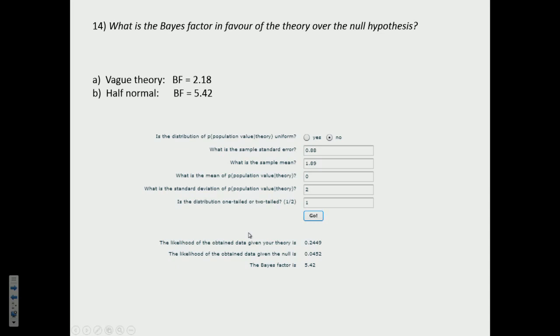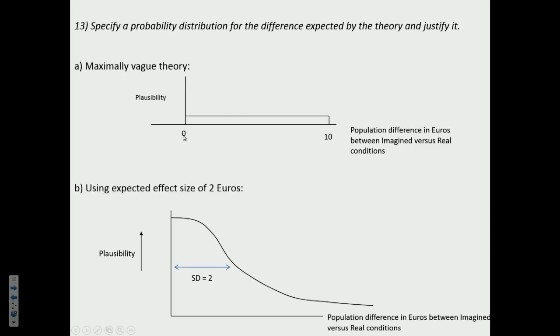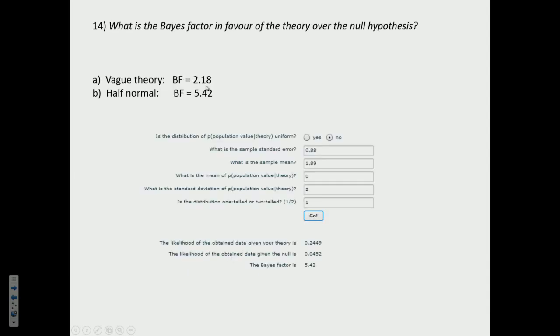For the vague theory, the uniform, call it vague because the theory is saying, I don't know what it is. It's from anything from the minimum 0 to the maximum of 10. That's the vaguest a theory can be. This theory is a bit more precise. And the vague theory gets less support by Bayes than the precise theory. Bayes punishes you for being vague.